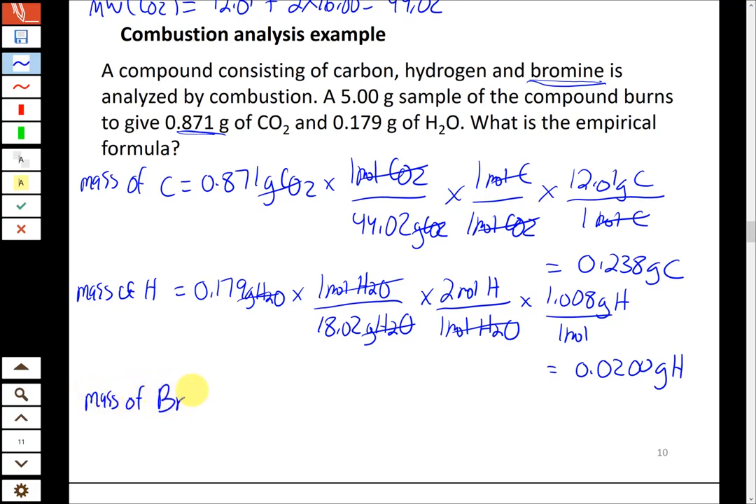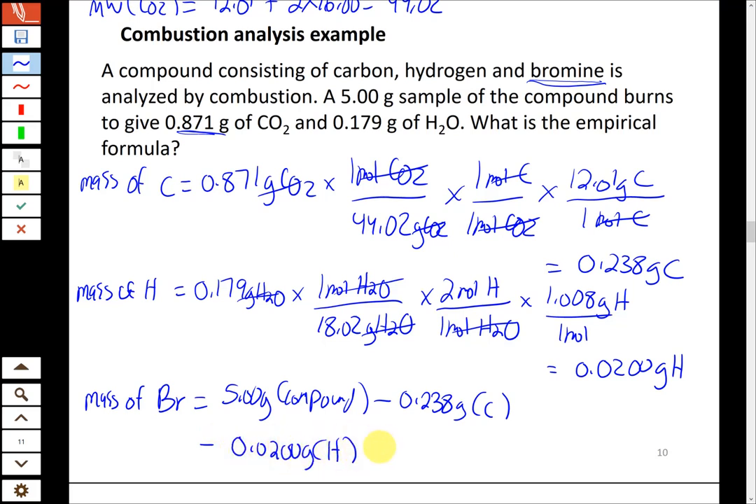For any other element besides carbon and hydrogen, again, you're going to find it by difference. So we burn 5.00 grams of the compound. Then we're going to subtract from that the mass of carbon that we found, which is 0.238. We're going to subtract from that the mass of hydrogen that we found, 0.0200. And whatever's left over is going to be our bromine. So that's the total mass of the compound. That's how much carbon there is. That's how much hydrogen there is. Everything else is what's left over, which is 4.74 grams of bromine. All right, so that's the mass of bromine.